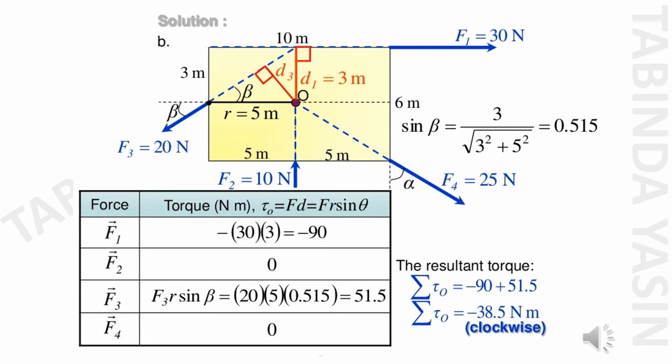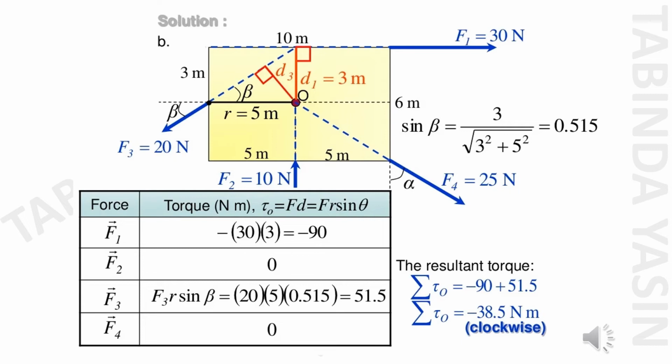We have to calculate sine beta. By the Pythagoras theorem, we find sine beta is equal to perpendicular over hypotenuse, that is 3 over the square root of 3 squared plus 5 squared. So we have 0.515.